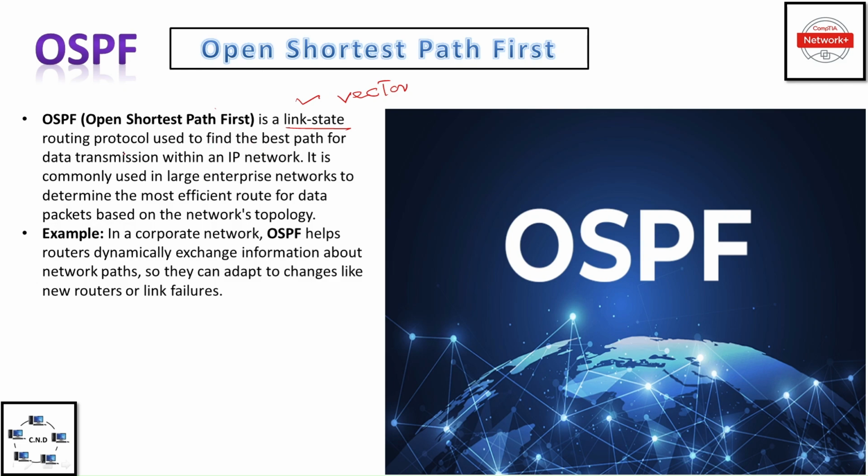So OSPF is a link state routing protocol used to find the best path for data transmission within an IP network. It is commonly used in large enterprise networks to determine the most efficient route for data packets based on the network's topology. Example, in a corporate network, OSPF helps routers dynamically exchange information about network paths so they can adapt to changes like new routers or link failures.